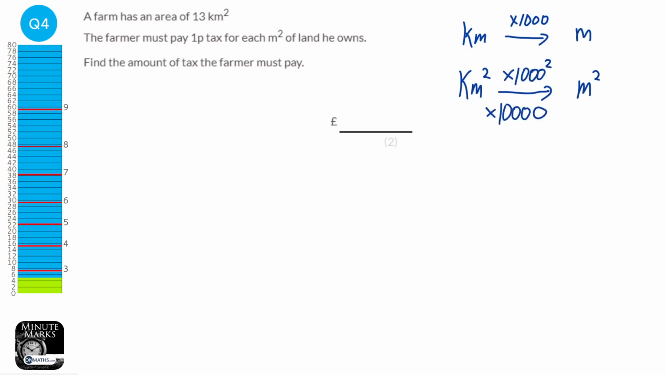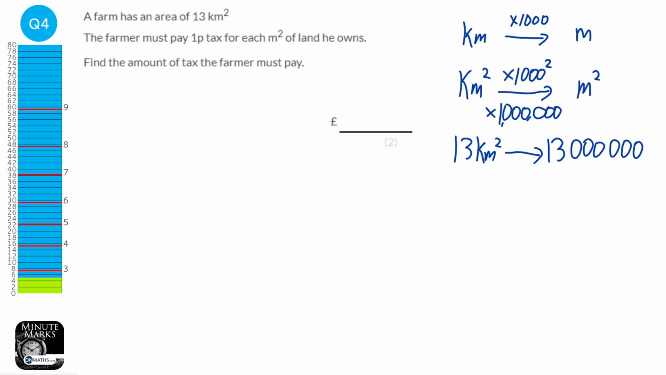So that's another 3 zeros. You can see here that that's 1,000,000. So we times it by 1,000,000. So 13 kilometres squared is going to be the 13, and then it's going to be times by 1,000,000. So 1, 2, 3, 1, 2, 3. So it's going to be 13 million.